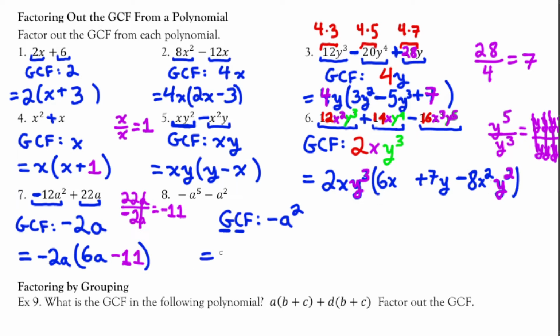Let's do it. I'll factor out negative a squared. When I take negative a squared out of negative a to the fifth, there's 3 copies of a left. When I take negative a squared out of negative a squared, well, just like in number 4, if you take something out of itself, all that's left is 1. So that covers these first 8 problems.